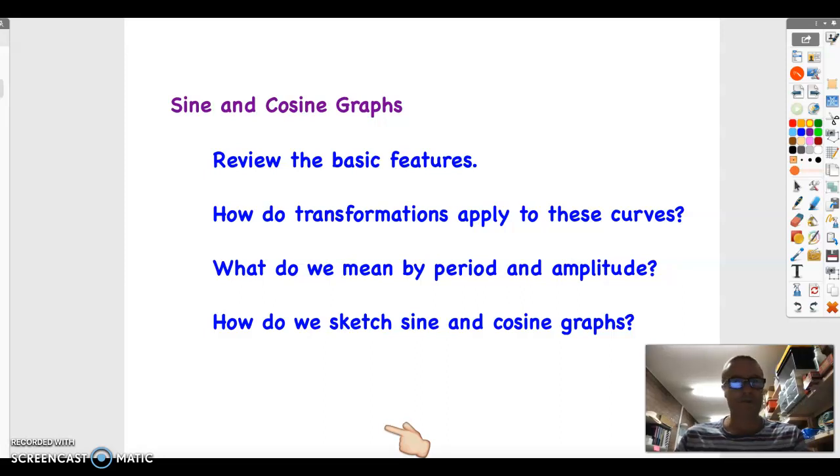Hello everybody. In this lesson we're going to look at sine and cosine graphs. This is something you've had an introduction to before, so we will review the basic features of each graph. We'll revisit transformations and how they apply to these curves. During the course of the lesson we'll talk about what we mean by period and amplitude. And we'll do a couple of examples where we sketch a sine graph and a cosine graph.